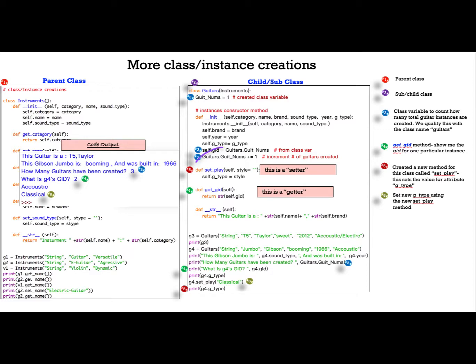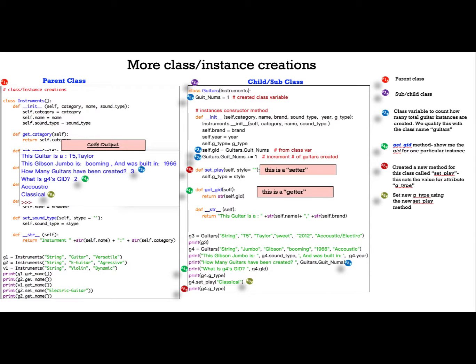Then here we have another method called set_play. This sets the value for attribute g_type. And then we have get_gid, and this get_gid will show me the GID for any particular instance. And of course, we have our string method here that will print out "This guitar is a" and then the name plus the brand.